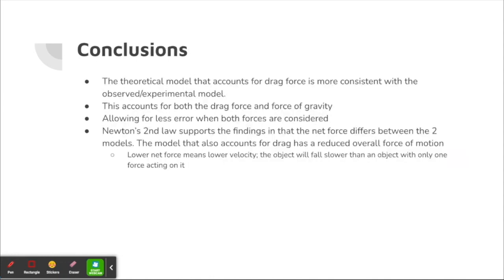That being said, in conclusion, the theoretical model that accounts for drag force is more consistent with the observed experimental model because there's less room for error when both forces are considered. Essentially, Newton's second law supports the findings in that the net force differs between the two models. A lower net force means lower velocity, and the object will fall slower than an object with only one force acting on it.